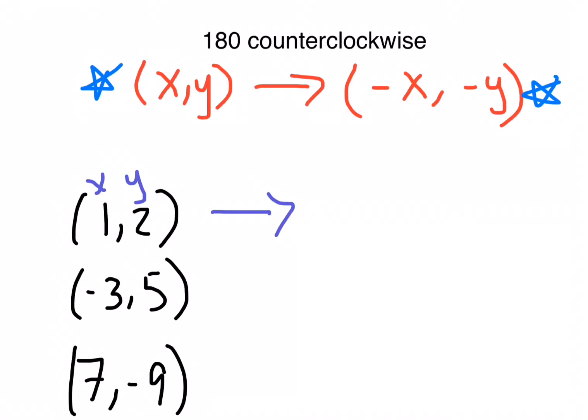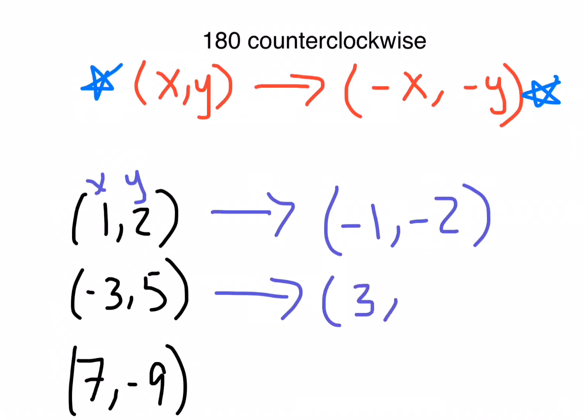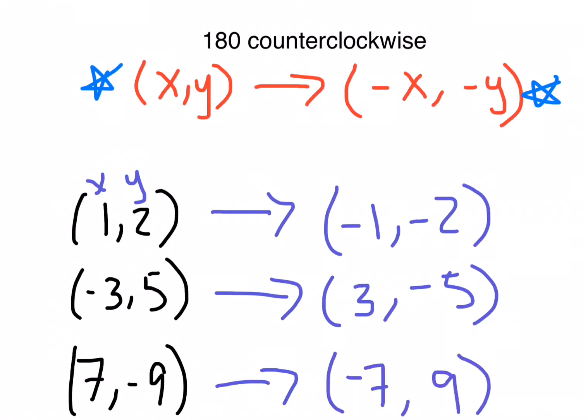is turn them into negative, inverse them. So this is going to become (negative 1, negative 2), easy. This is going to become, negative 3 is going to become a positive 3 and a negative 5. And then we have (7, 9), which is just going to become (negative 7, positive 9). Easy. Okay, this negative 9 right here, the opposite of it, negative 9 became positive 9.